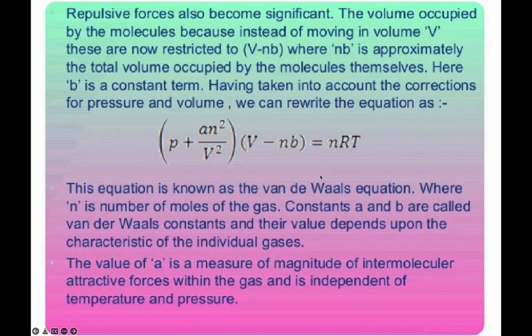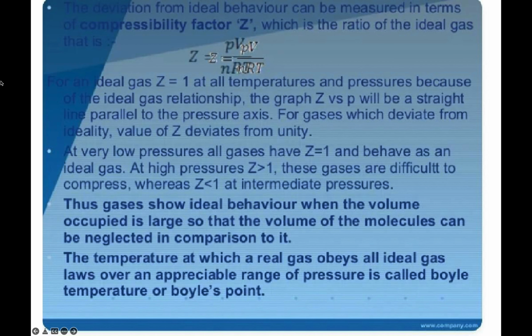n is the number of moles of the gas. Constants a and b are called the Van der Waals constants, and their values depend on the characteristics of the individual gases. So the value of a is a measure of the magnitude of intermolecular attractive forces within the gas, and it is not related to temperature and pressure. Now the deviation from ideal behavior is measured in terms of the compressibility factor Z, that is, the ratio to the ideal gas. So Z is equal to PV by nRT. For an ideal gas, Z is equal to 1 for all temperature and pressure because of the ideal gas relationship. So the graph of Z versus P will be a straight line parallel to the pressure axis, and if the gas deviates from ideality, the Z value also will change from unity.